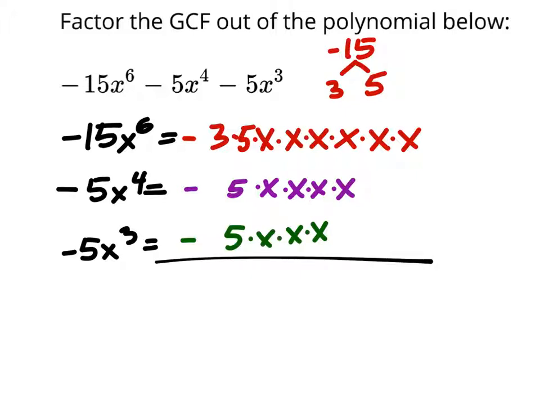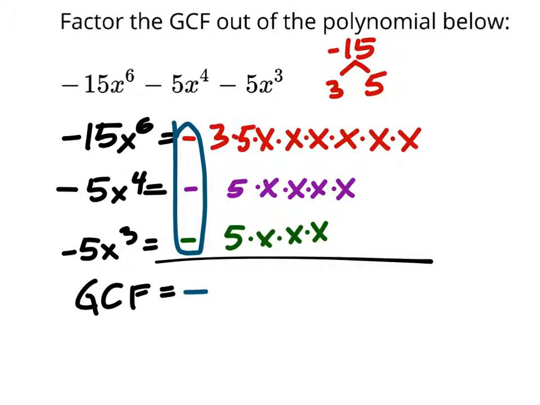So I'm going to find my greatest common factor. And right off the bat, I can see that the negatives are common. So I know my greatest common factor is negative. What's another common factor in this? I heard 5. Yep, 5 is common amongst all three. And then how many x's?